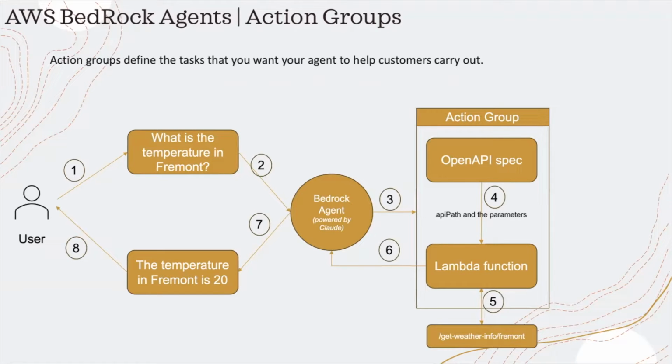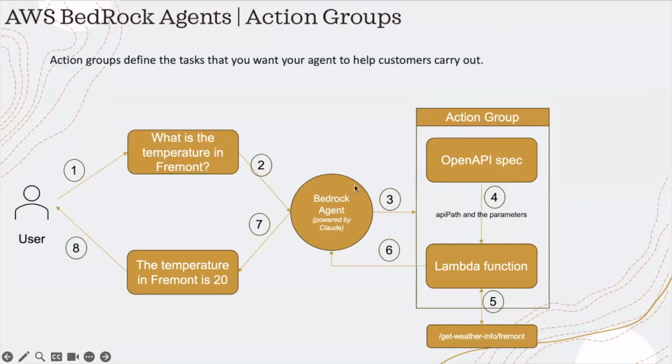Let me see if I can make this legible to my audience here. So the user first asks a question. So this is the prompt. What is the temperature in Fremont? And this is what we'll actually use in our demonstration also today. So this prompt now goes to the Bedrock agent.